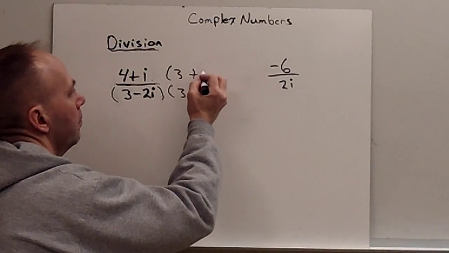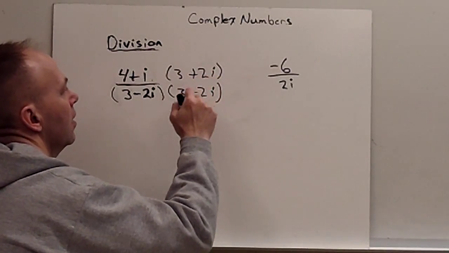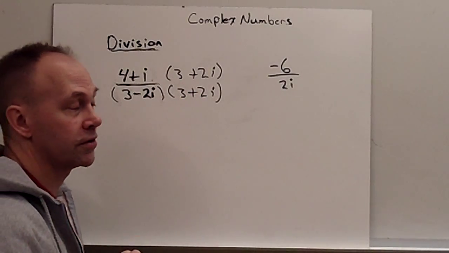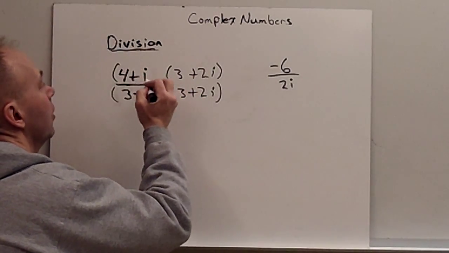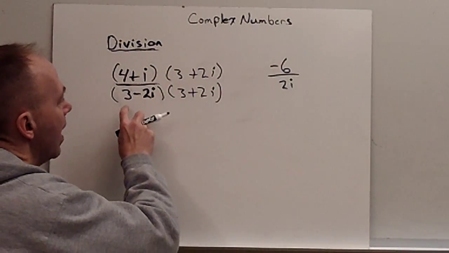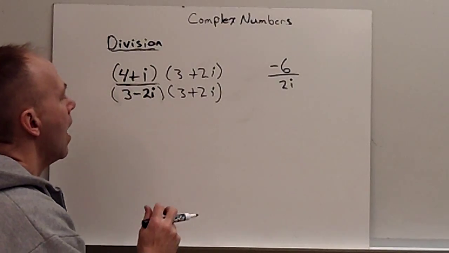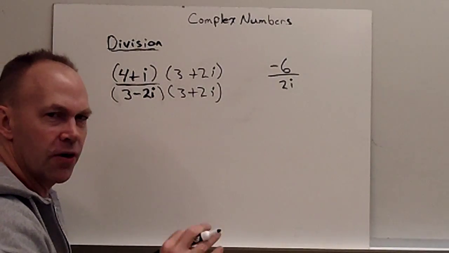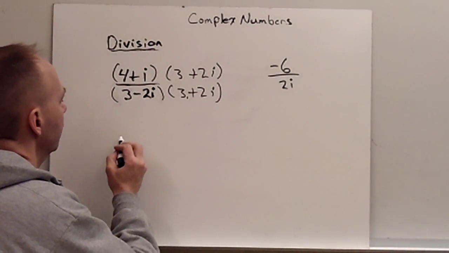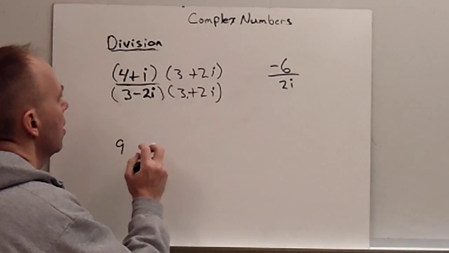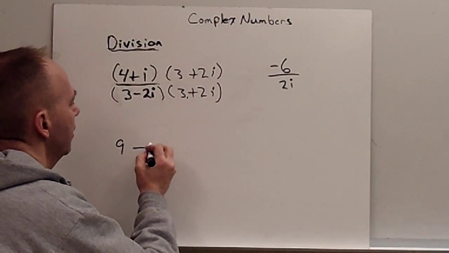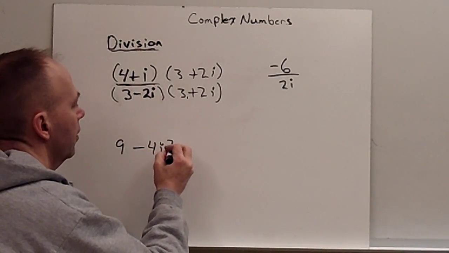Top and bottom because multiplying by anything over itself is multiplying by 1. Multiplying by 1 doesn't change anything. Doesn't change the value of this original fraction. Down below here, well, we found out that the inner and outer terms are going to cancel. All we're going to be left with are the first terms and the last terms. Negative 2i plus 2i is negative 4i squared.